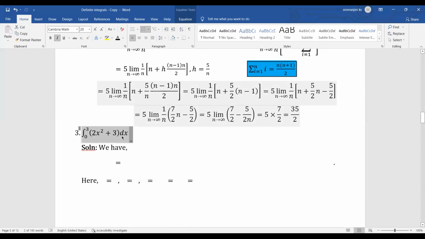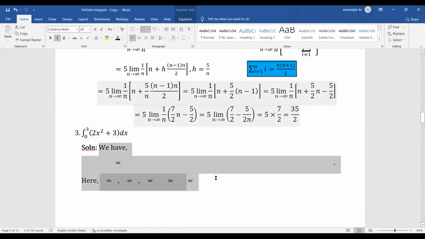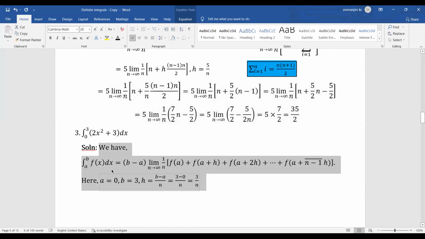Integral 0 to 3, 2x square plus 3 dx. Starting with the formula, no need to explain. Integral a to b f of x dx, a is the lower bound, b is the upper bound, b minus a, limit n tends to infinity, 1 by n, f of a plus f of a plus h plus f of a plus 2h plus etc. plus f of a plus n minus 1h. The lower limit is 0, so a equal to 0, the upper limit is 3, b equal to 3. And h is always defined as b minus a by n. Applying the values, 3 minus 0 by n. This is how we are obtaining the value of h, 3 by n.